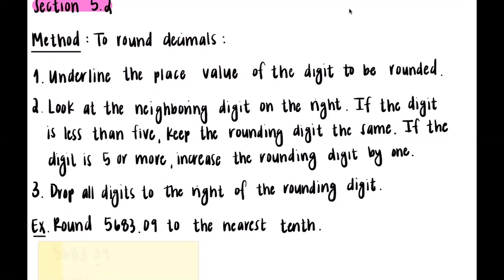But the piece that differs is once we round, so when it comes to a decimal, once we round the given digit, we drop all the digits after it. So you'll see what we mean after that. So again, truly what I mean, drop. So they're not going to be in the final answer.